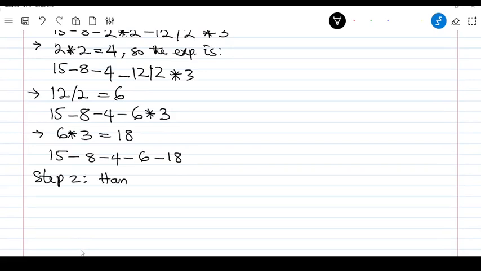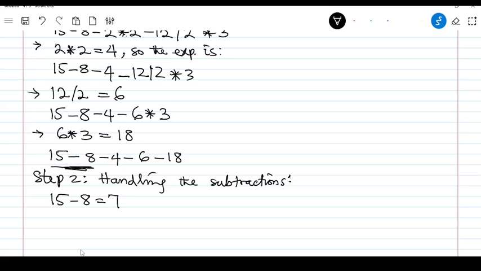We're only having a subtraction here, so we're going to say handling the subtractions, right? So first we're going to have that 15 minus 8 is going to be equal to 7. So the expression becomes, plugging 7 in for 15 minus 8, we're going to have it as 7 minus 4 minus 6 minus 18, right?